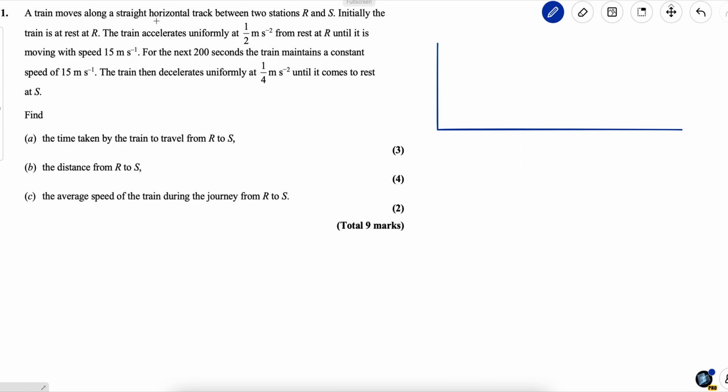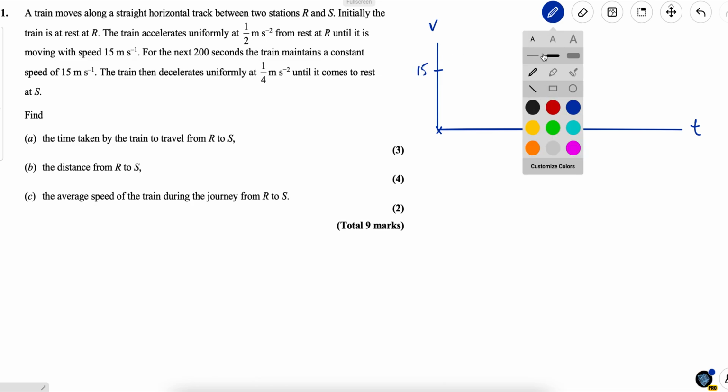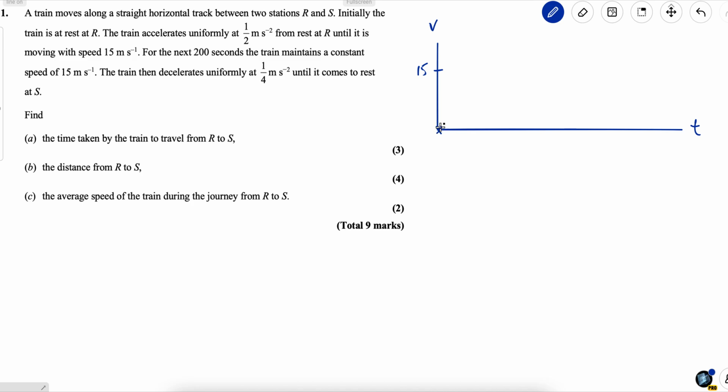A train moves along a straight horizontal track, so let's just put V and T there, between two stations R and S. Initially the train is at rest at R, so that would be here. The train accelerates uniformly at 0.5 meter per second squared from rest until it's moving with a speed of 15. So let's mark 15 on here. And now I'm going to show that the gradient of that is approximately 0.5. Doesn't have to be exact, it's just a sketch.